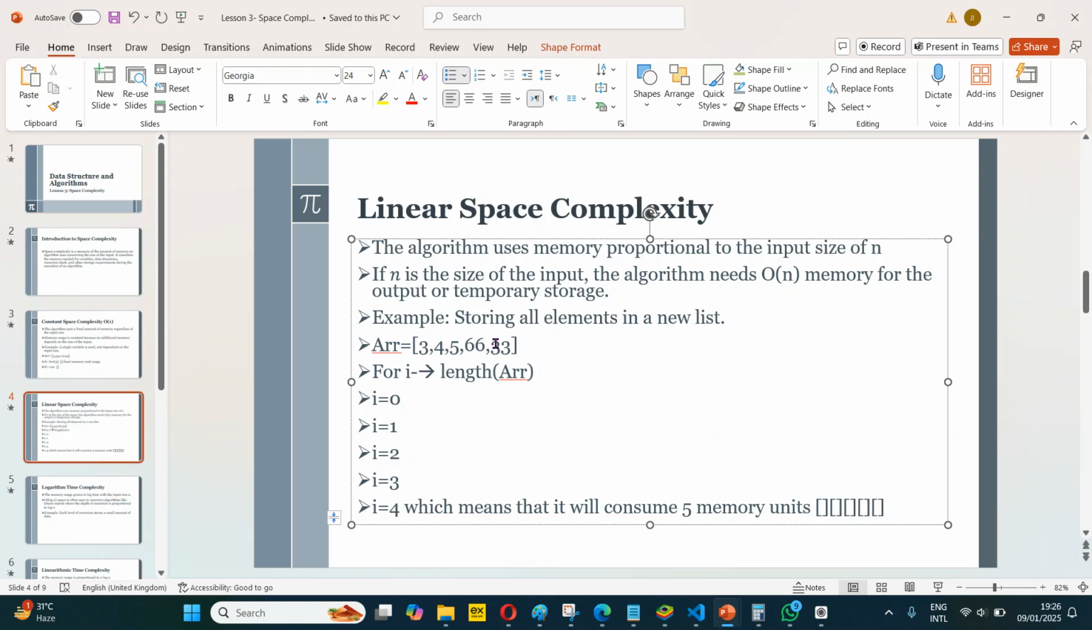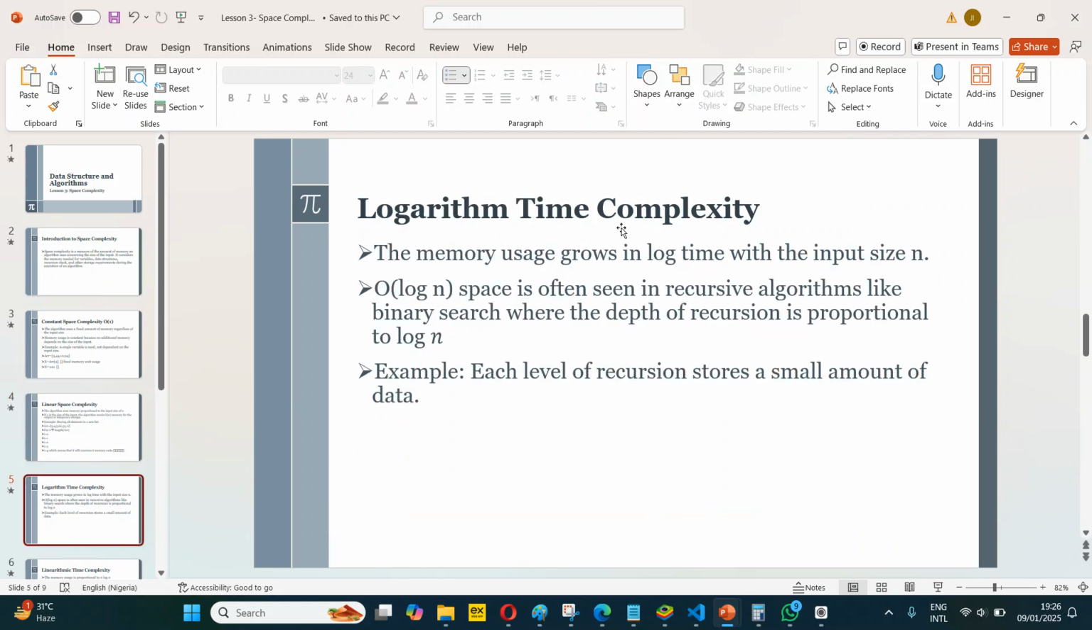Even if we have 6 items here, the loop iterates 6 times, which means 6 memory units. That is how linear space works. In the average case, the worst case, and the best case, it works with order of n memory units. Let's look at the next one, which is logarithmic space complexity.